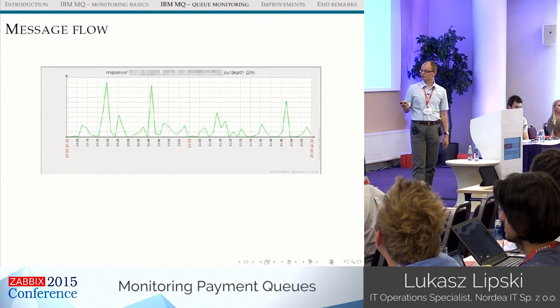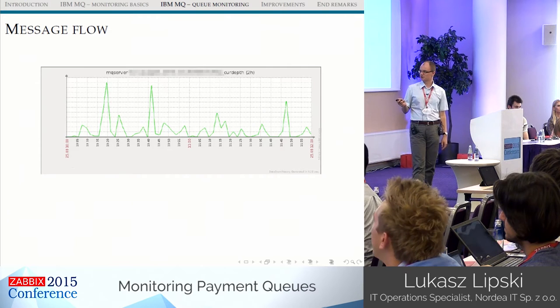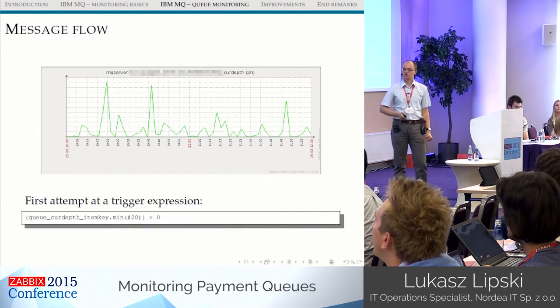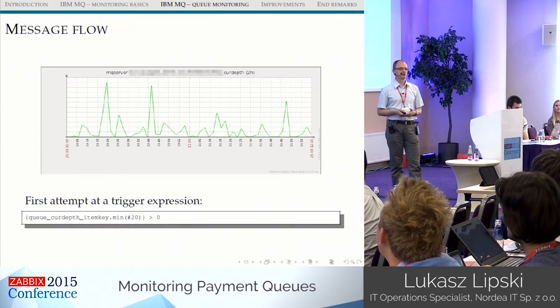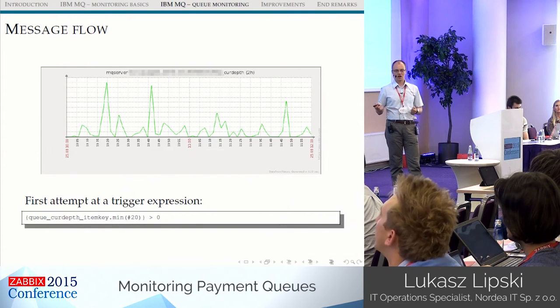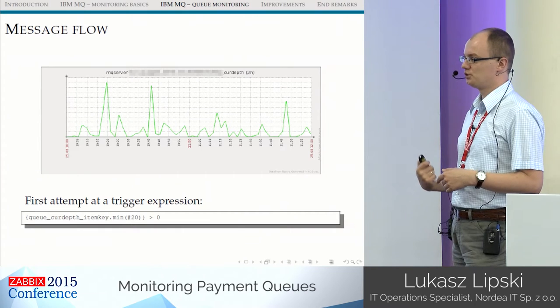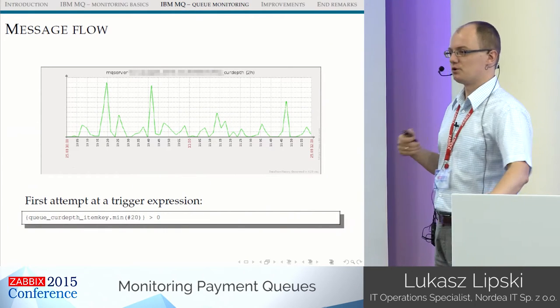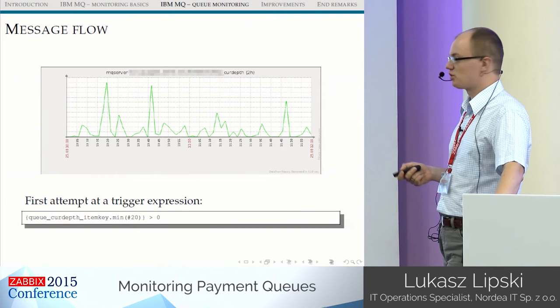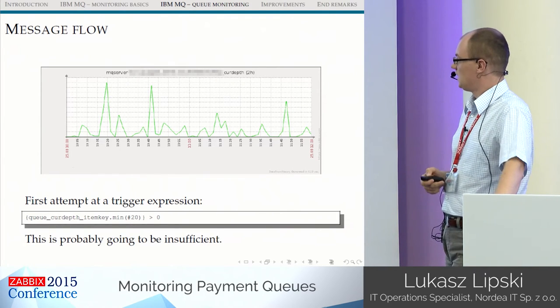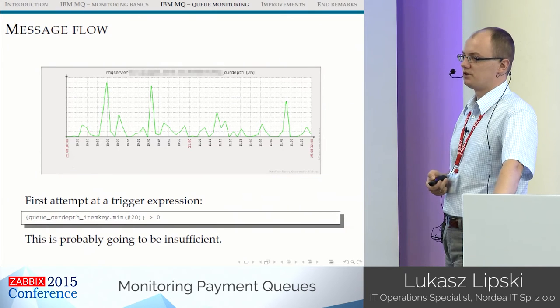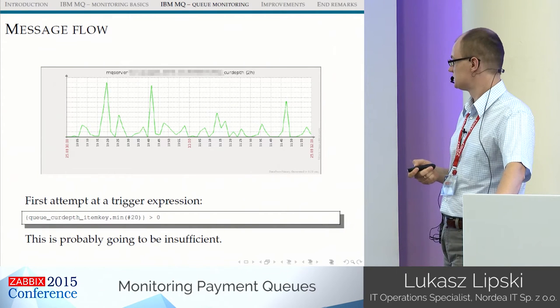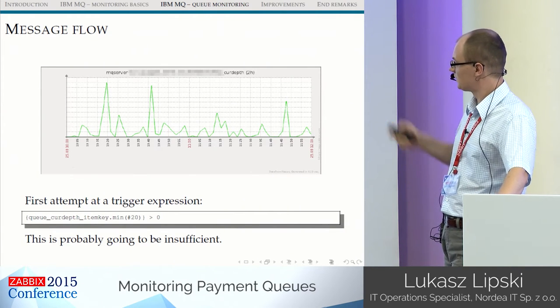You could start with a very simple basic trigger. You could look for the queue depth in the last 20 minutes and see if it has dropped to zero. And if your queue load is very low and you're not using your queues very intensely, this probably should work. But in most environments, this would be insufficient. So why?